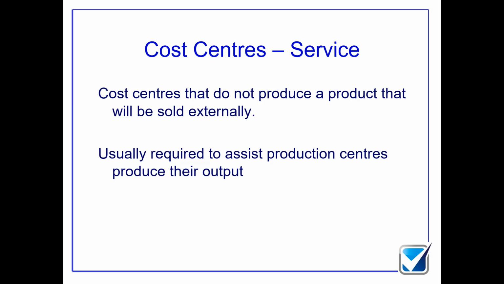So an internal cost center will be a service cost center, and you could be looking at things such as maintaining the machines in a different department. That would be a service cost center. You could be looking at maybe a canteen producing food for the workforce to make sure the production cost centers can make things. The next type of center we have is a revenue center.